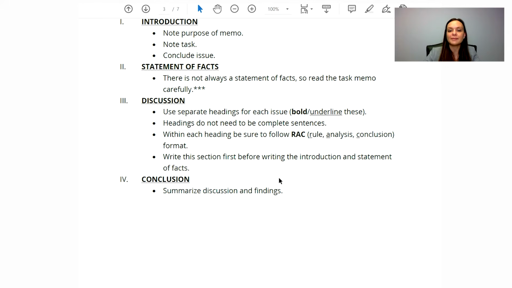After each heading, you want to make sure you're following that rule, analysis, conclusion format. So again, you're going to be extracting the rules from your library, crafting that rule paragraph, then you'll go on to analyze those relevant facts and reach a conclusion for those issues. I already mentioned this, but make sure you draft this section first. I promise it will make the remaining sections go a little bit smoother and quicker. One other final tip for you all is oftentimes in your discussion section, it's helpful to have like a roadmap paragraph where you discuss the law.